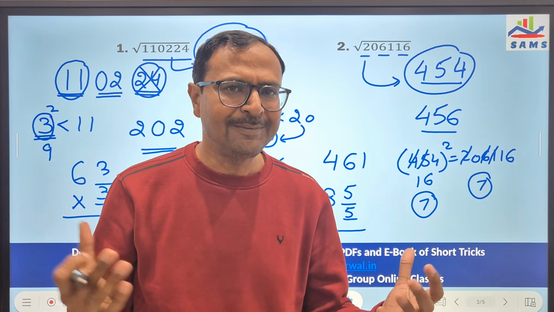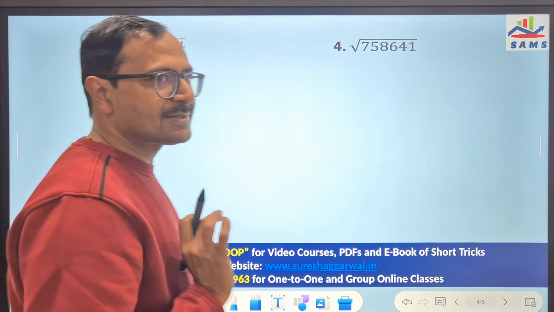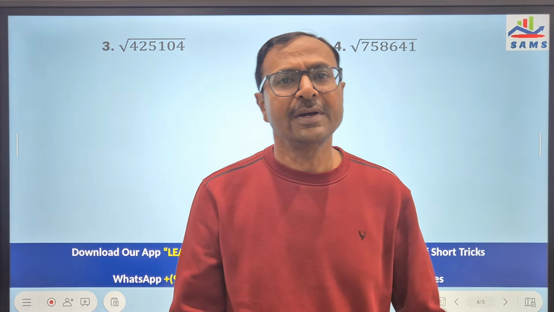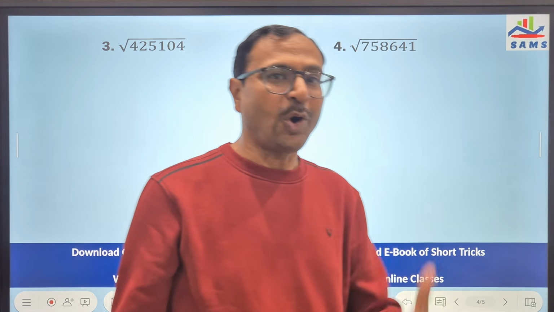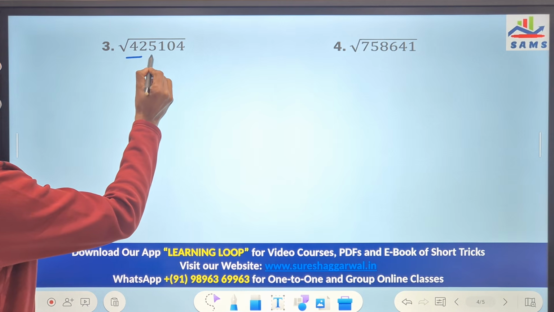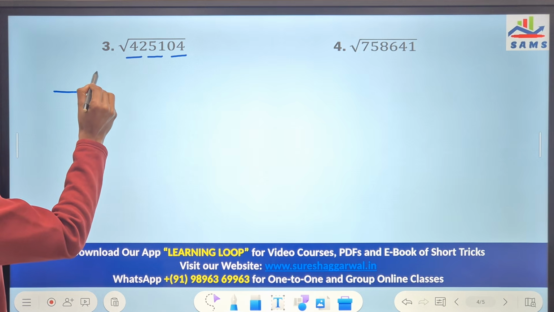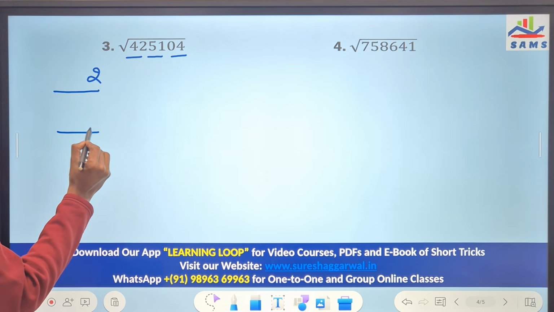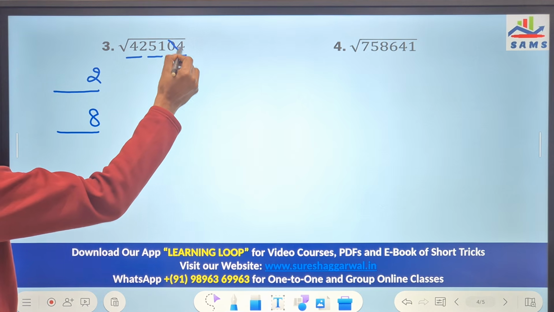Feeling more comfortable? Let's see two more questions. You will feel that this method actually works for even bigger numbers than 6-digit numbers also. So that is all dependent on your practice. Okay, 42, 51 and 04. 04 means ending in 2, 2 square is 4, ending in 8, 8 square is 64. So one of the job done, this is done.